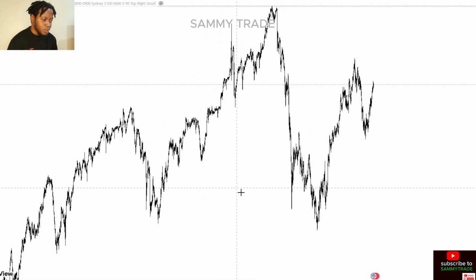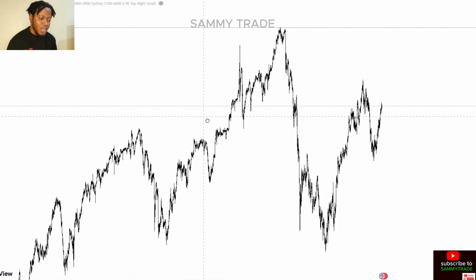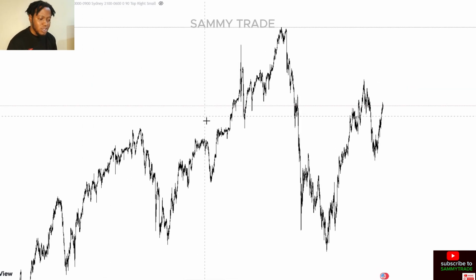At this point, I see that there's a break of structure here to the upside, the break of structure here to the upside, which is making it the uptrend, giving us a higher high, a higher low, and a higher high. So for price to get to this high, we are expecting a pullback on the higher time frame.